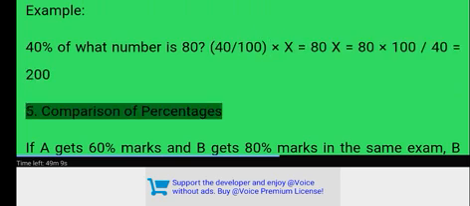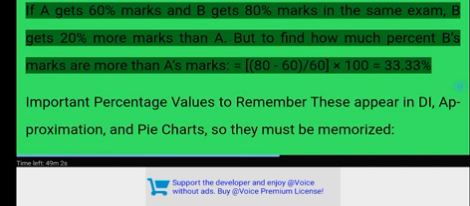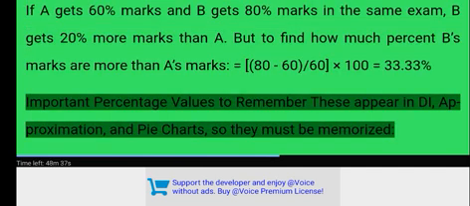5. Comparison of percentages. If A gets 60% marks and B gets 80% marks in the same exam, B gets 20% more marks than A. But to find how much percent B's marks are more than A's marks, it equals (80 minus 60)/60 times 100 equals 33.33%.